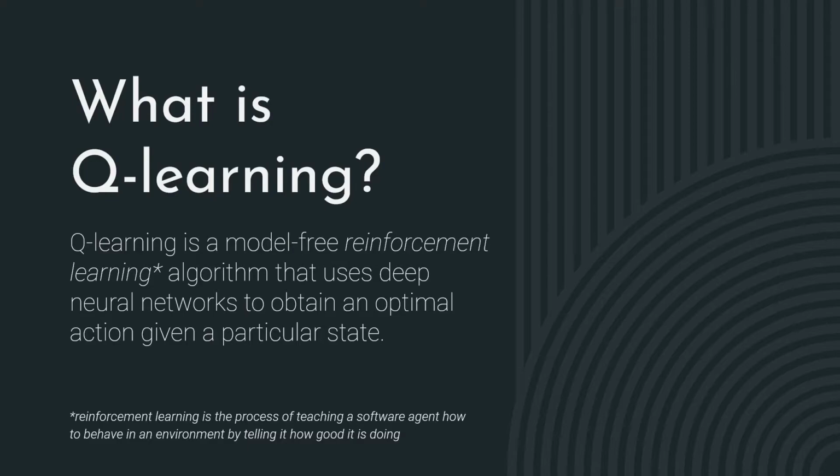And Q learning is a specific algorithm. It's a piece of reinforcement learning, and that's what we're going to be implementing in the game of Snake.